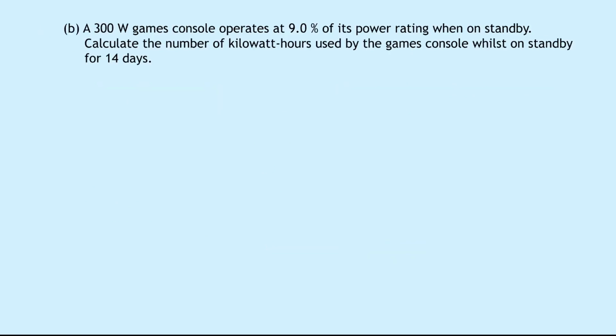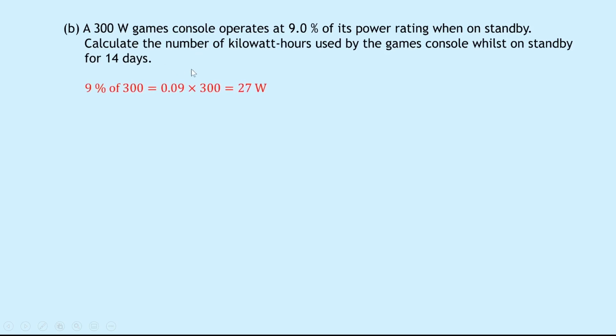Part B, a 300 watt games console operates at 9.0% of its power rating when on standby. Calculate the number of kilowatt hours used by the games console whilst on standby for 14 days. So this is a sort of problem solving question involving percentages, and what we're going to need to do is work out how many kilowatts we have from the 9% of 300 watts, and then we're going to need to work out how many hours are in 14 days, and then we multiply our two numbers together and we get how many kilowatt hours there are.